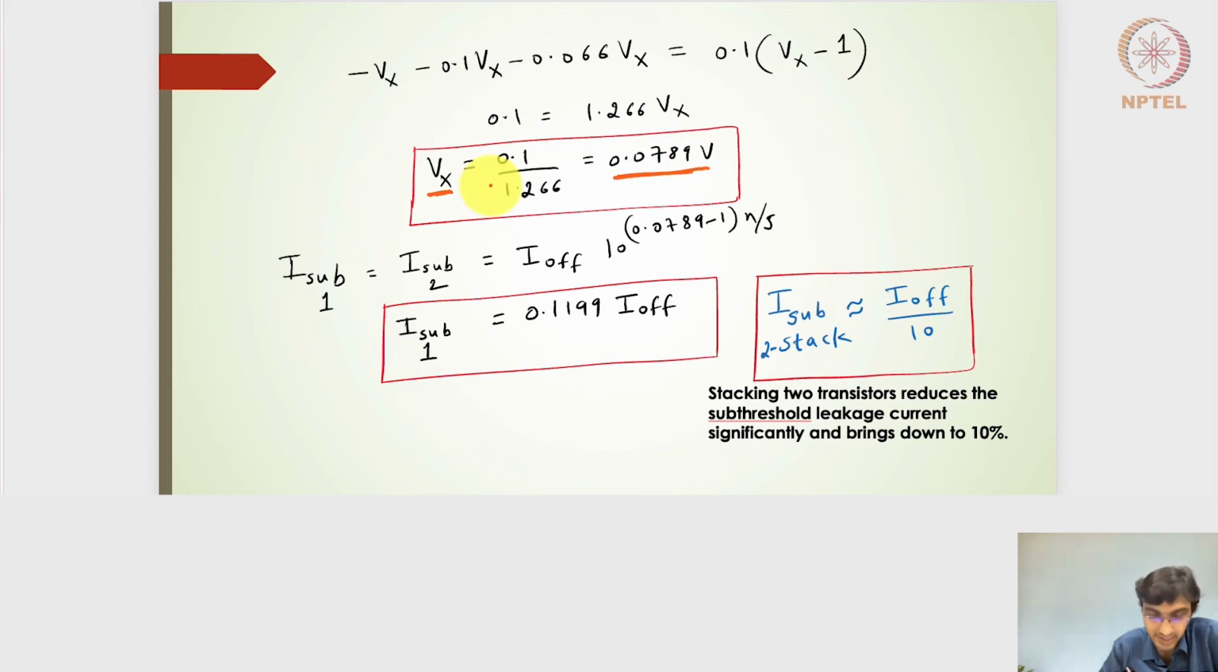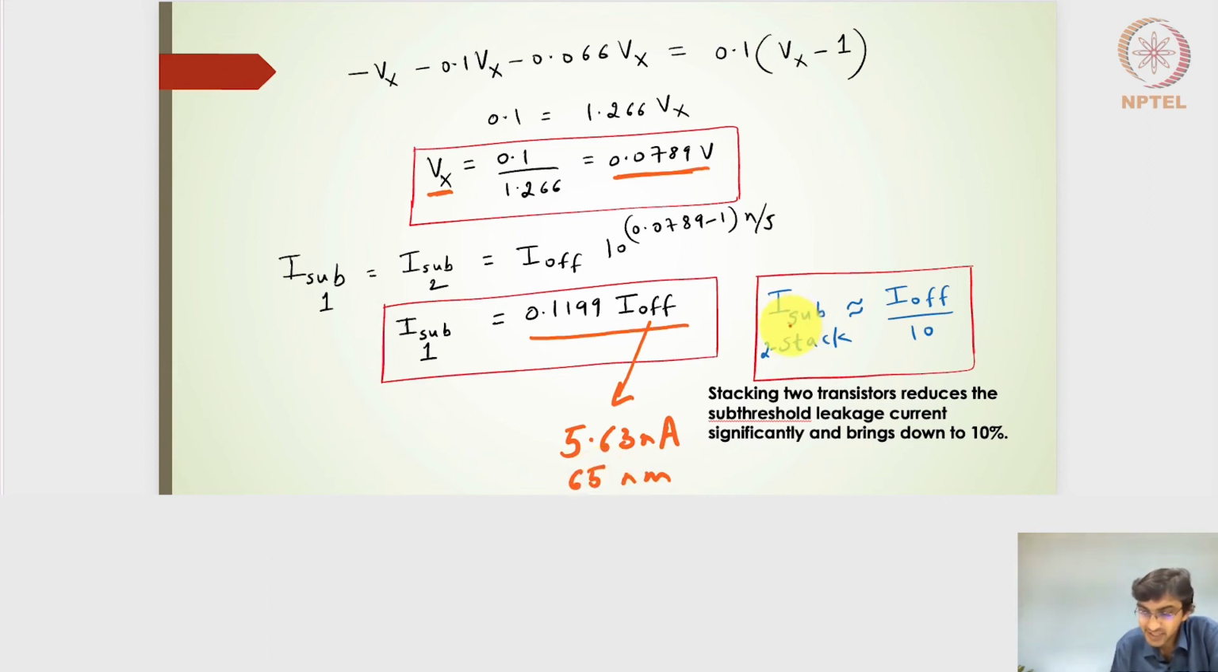Once I have the Vx value, I should be able to find out the actual subthreshold leakage current. Putting it into one of these equations of I sub 1 or I sub 2, I should be able to find out the current, which is nothing but 0.1199 I off current. The I off current for an off transistor is generally somewhere around 5.63 nanoamperes for an NMOS transistor. So if I do that, it will be 0.5 nanoamperes, for a 65 nanometer technology. This is something we will use in the future slides.